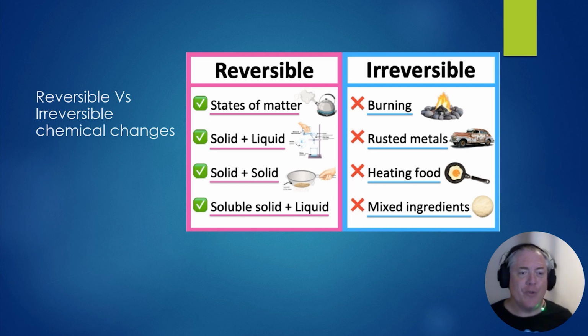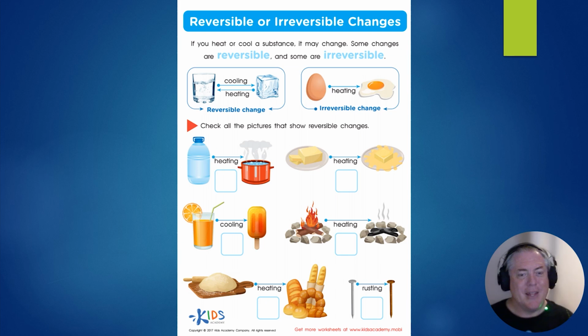Reversible versus irreversible chemical changes. Now, reversible changes, such as states of matter, whereas irreversible changes are things like burning, rusting, heating and mixing. Make sure you stop off and chat to me if you've got more questions. There's some really interesting activities online that you can find anywhere about reversible and irreversible change.